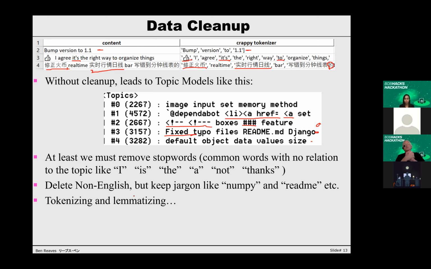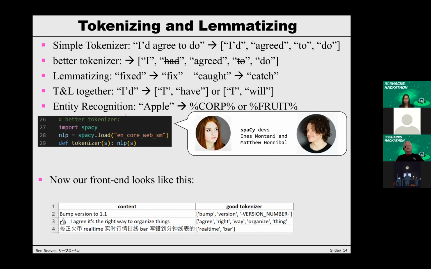So at least what we need to do is remove stop words that are really, really common, for example, I, and, is, the, not, and thanks. So that's something pretty easy to do in data cleanup. Okay. Another thing is deleting non-English, and then the next is tokenizing and lemmatizing. So I'm going to get into this a little bit next, and I won't go too far. We're actually, believe it or not, near the end. I promise you, because I've done most of the stuff about the model already.